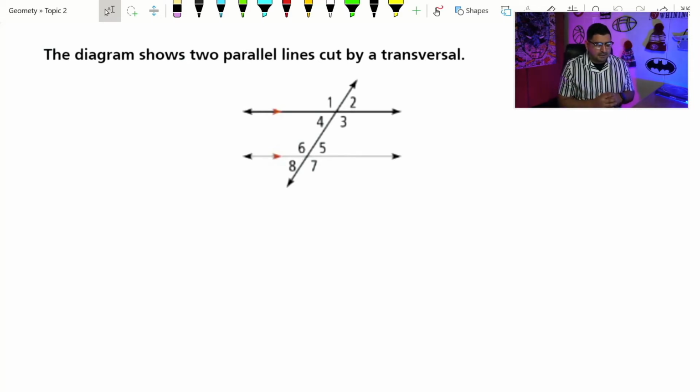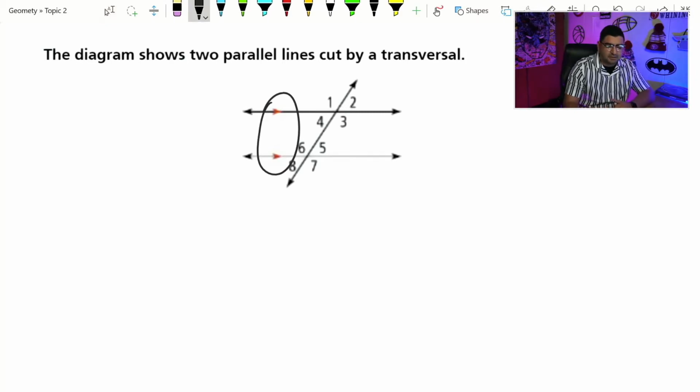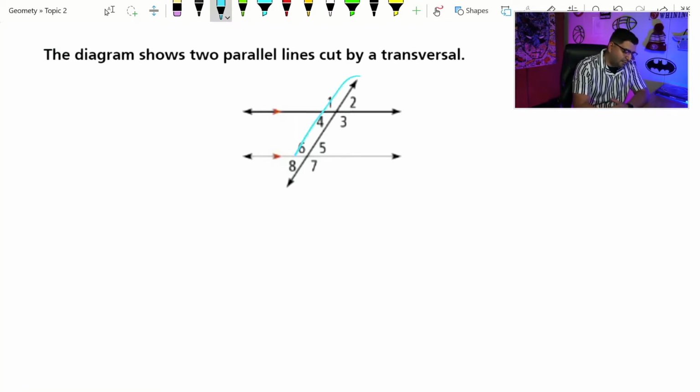And a lot of times what you end up seeing is two parallel lines, which we have here, and those are the lines that are sort of noted by these red tick marks. Anytime you see those red tick marks or those red arrowheads, they're basically labeling those lines as parallel to each other. And what we have here as well is what we call a transversal. That would be this line. Okay, that line cutting the parallel lines is what we call a transversal.